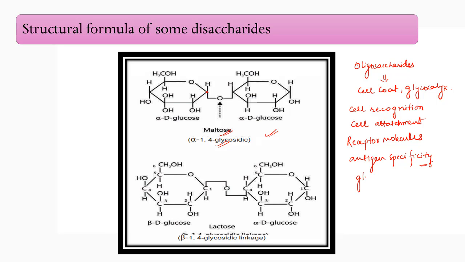They are also used to make glycoproteins. So these are the economic importance of oligosaccharides: to make the cell coat, glycocalyx; recognition of foreign bodies or foreign cells, cell to cell attachment, receptor molecules, antigen specificity, and to make glycoproteins. Understood? Oligosaccharides also act as a reserve food material, like in sugarcane and sugar beet in the form of sucrose.